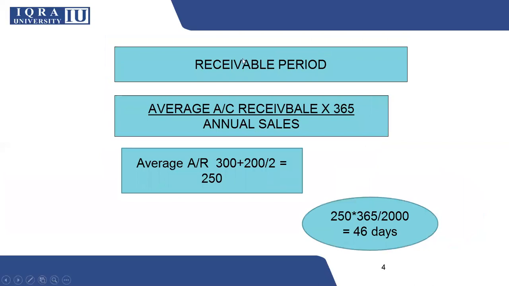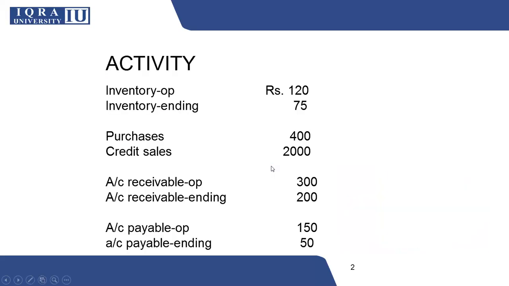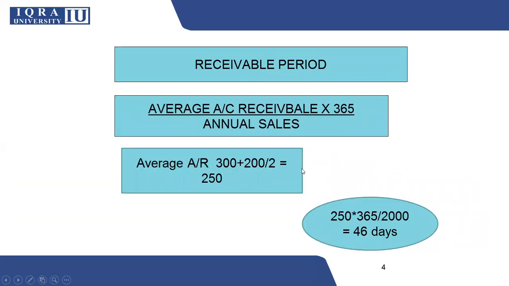In a similar way, you can easily calculate the receivable period. Again, you need average receivable, multiply by 365 and divide by annual sales. Average, as we did earlier, we take opening and ending and divide by 2. So I'm showing you back that receivable opening and ending both are given. We will use this information and divide by 2. So the average is 250.